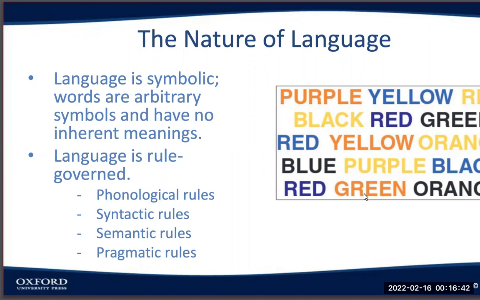So language is rule governed. You have phonological rules, which govern how sounds are combined to form words. For instance, the words champagne, double, and occasion have the same meanings in French as in English, but their pronunciations differ across the two languages because of different phonological rules. Whereas phonological rules determine how spoken language sounds, syntax rules govern the way symbols can be arranged.